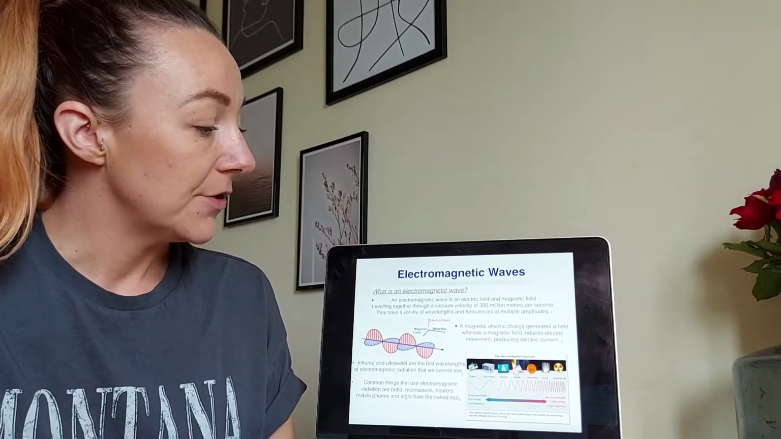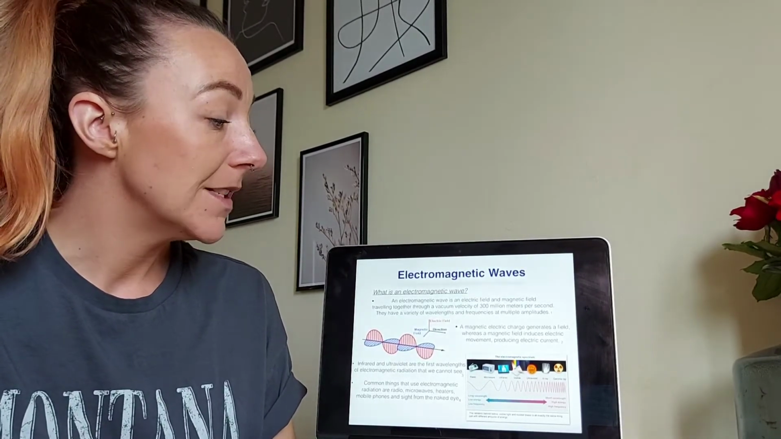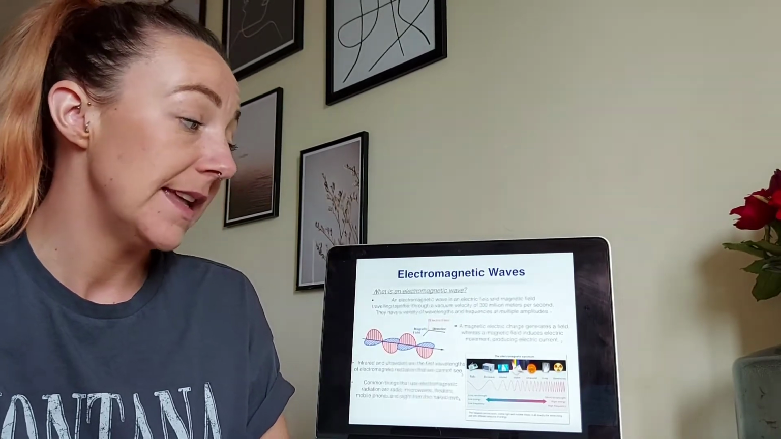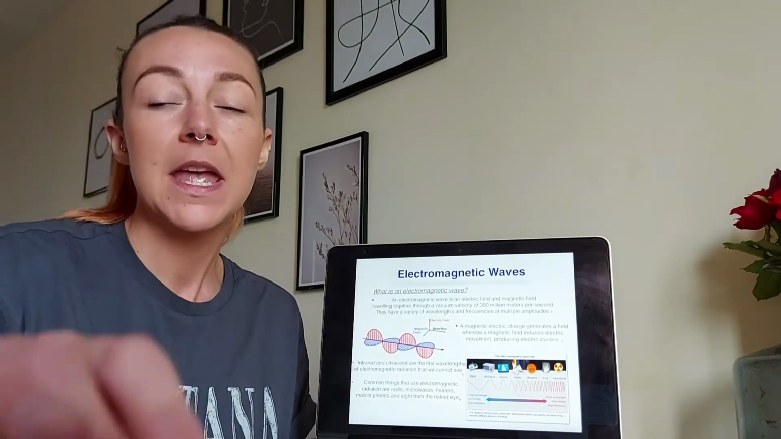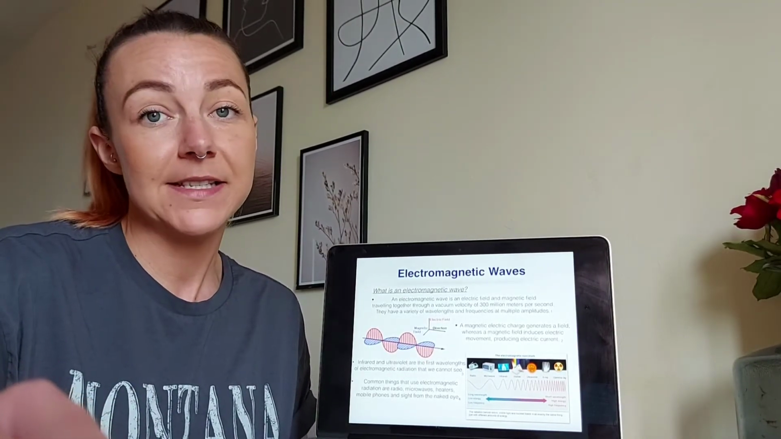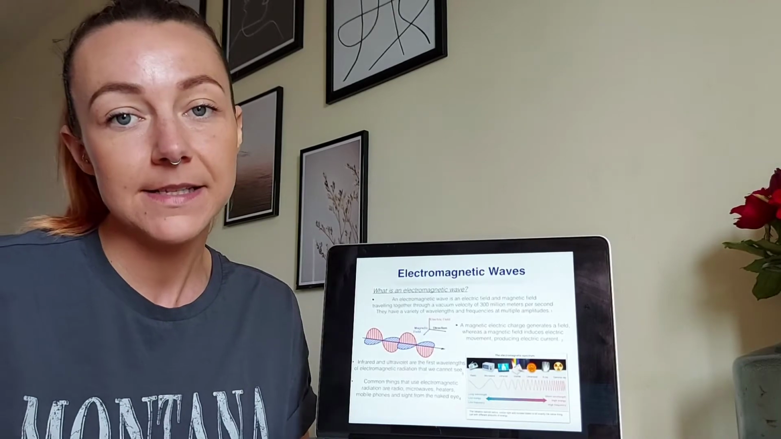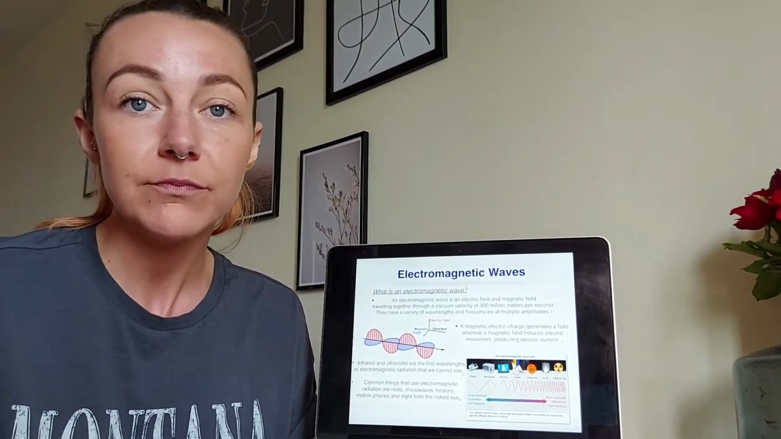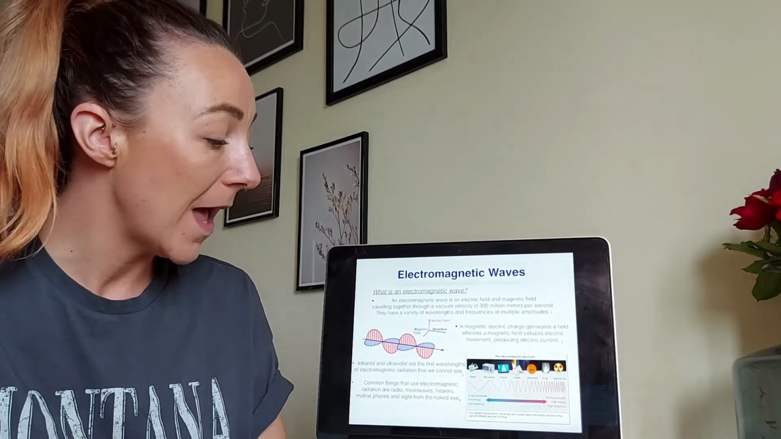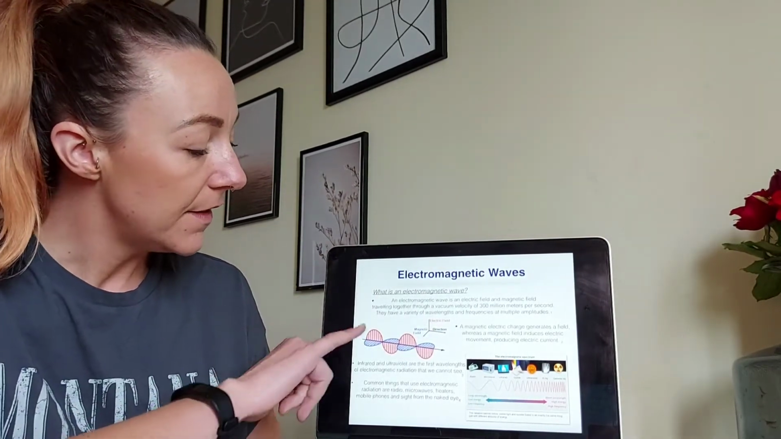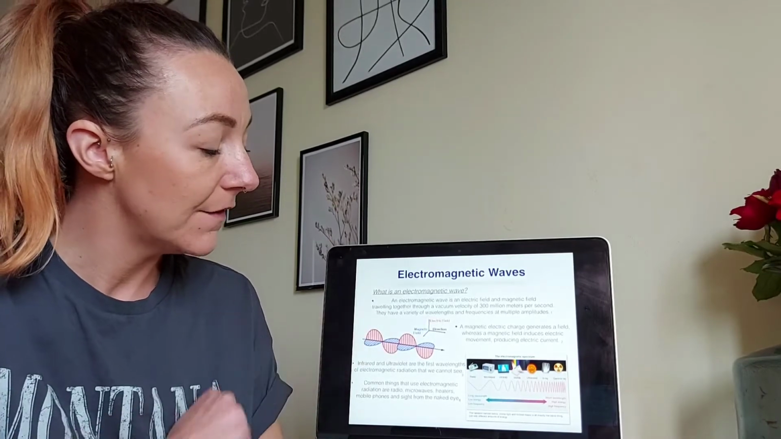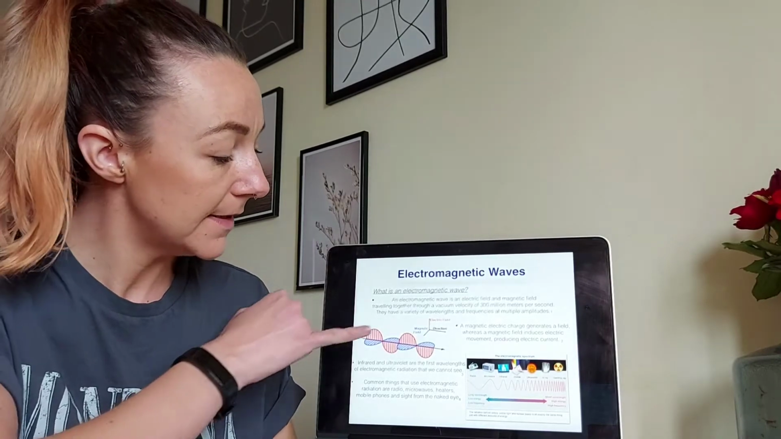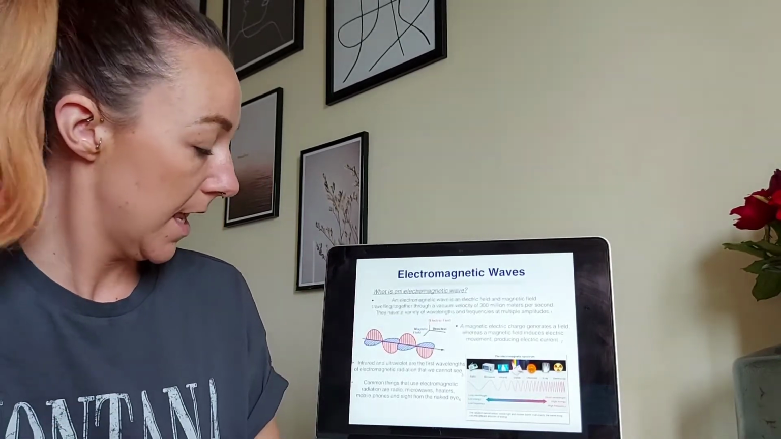An electric charge generates a magnetic field, whereas a magnetic field induces electric movement, producing electric current. Electricity cannot exist without magnetism, and magnetism cannot exist without electricity. In an electromagnetic wave, as we can see here, the electric field and the magnetic field run perpendicular to one another. And this is the direction that it's travelling in.